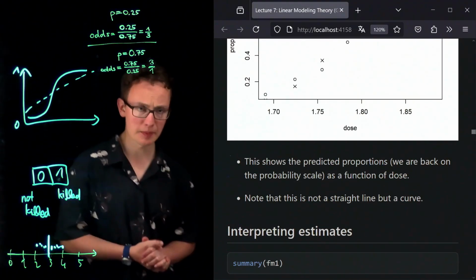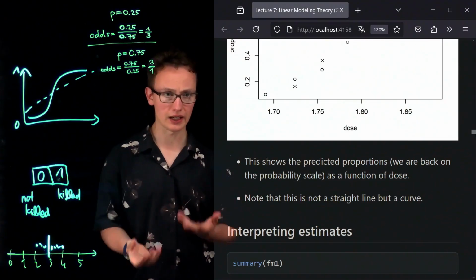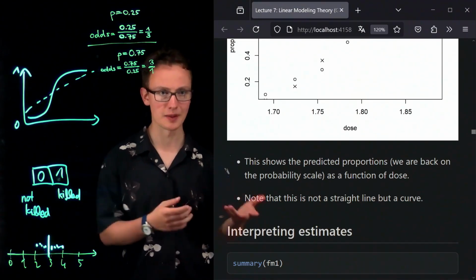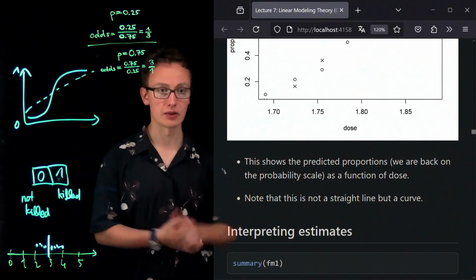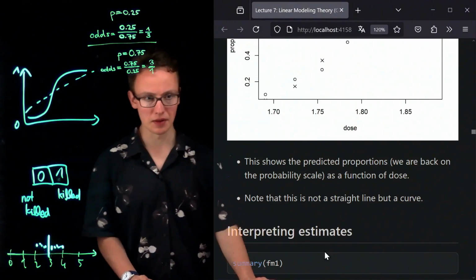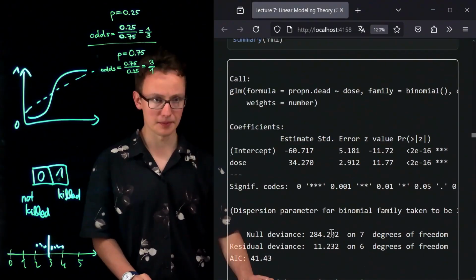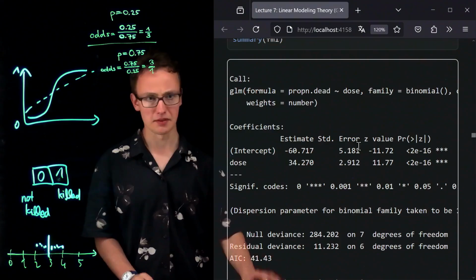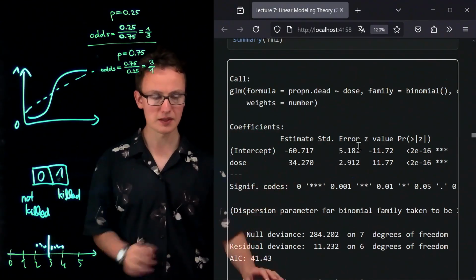At this point you might be asking yourself, how can I interpret the intercept and slope estimates I get out of this logistic regression meaningfully? Let's have a look at that. So we had the summary here. We saw that there's a significant intercept, whatever that means here. We'll see that in a moment.